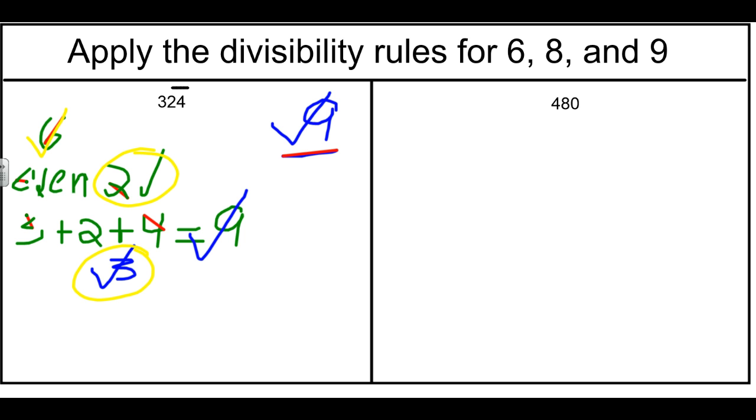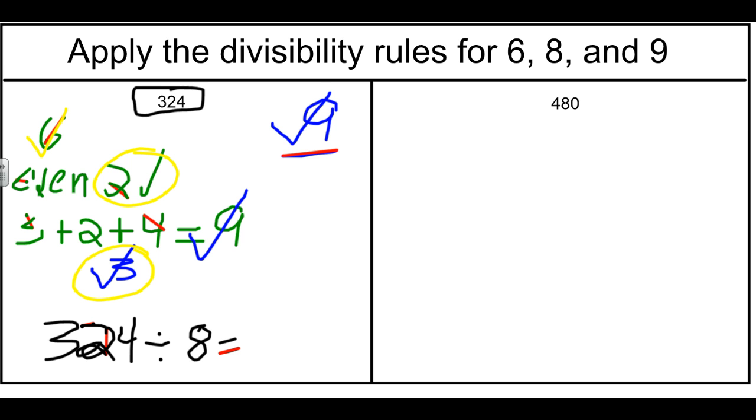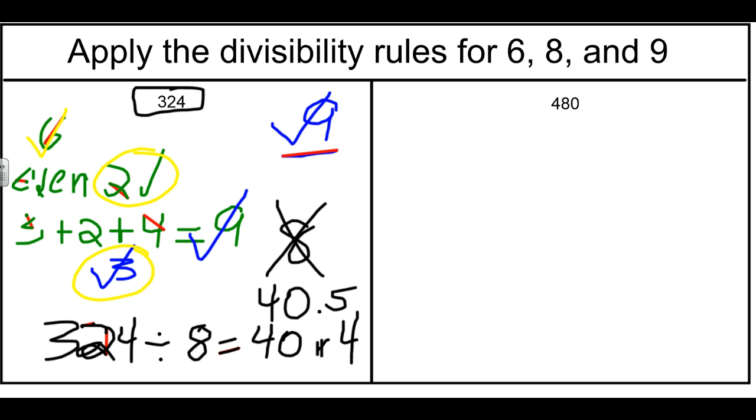Now for 8, 324 are the last 3 digits of the number, and if we divide 324 by 8, then what we end up with is 40 with a remainder of 4. Sorry, not a remainder of 5, with a remainder of 4. Or 40.5 if you took that out to a decimal point. So 324 is actually not divisible by 8, just by 6 and just by 9.